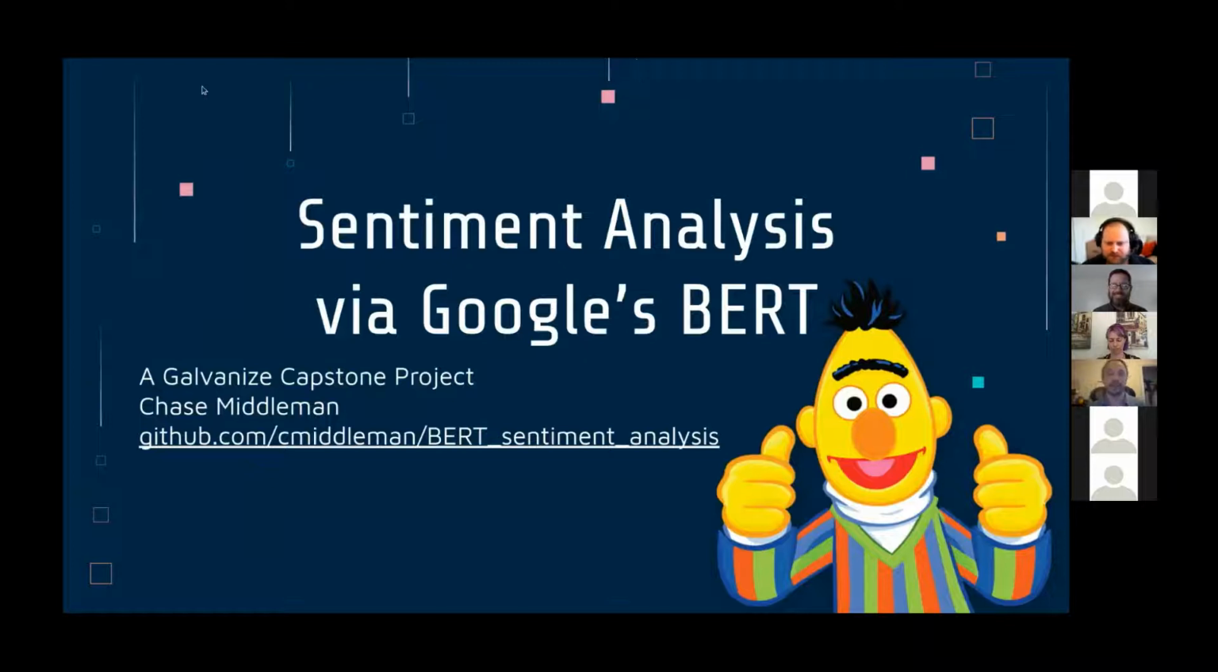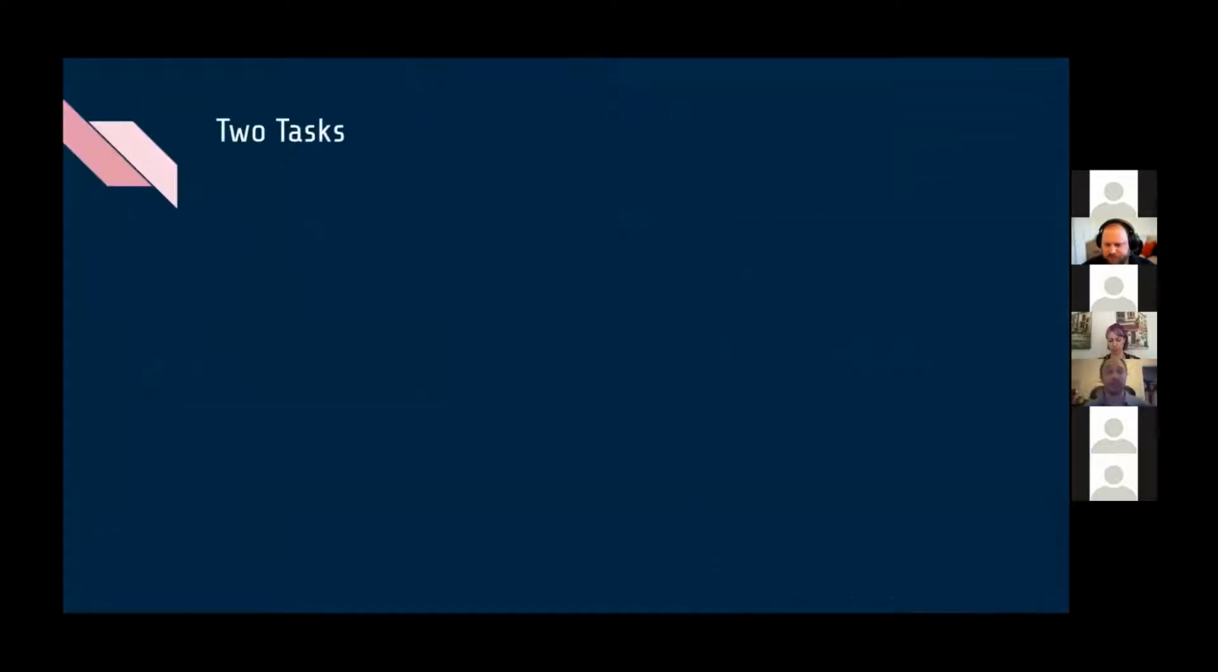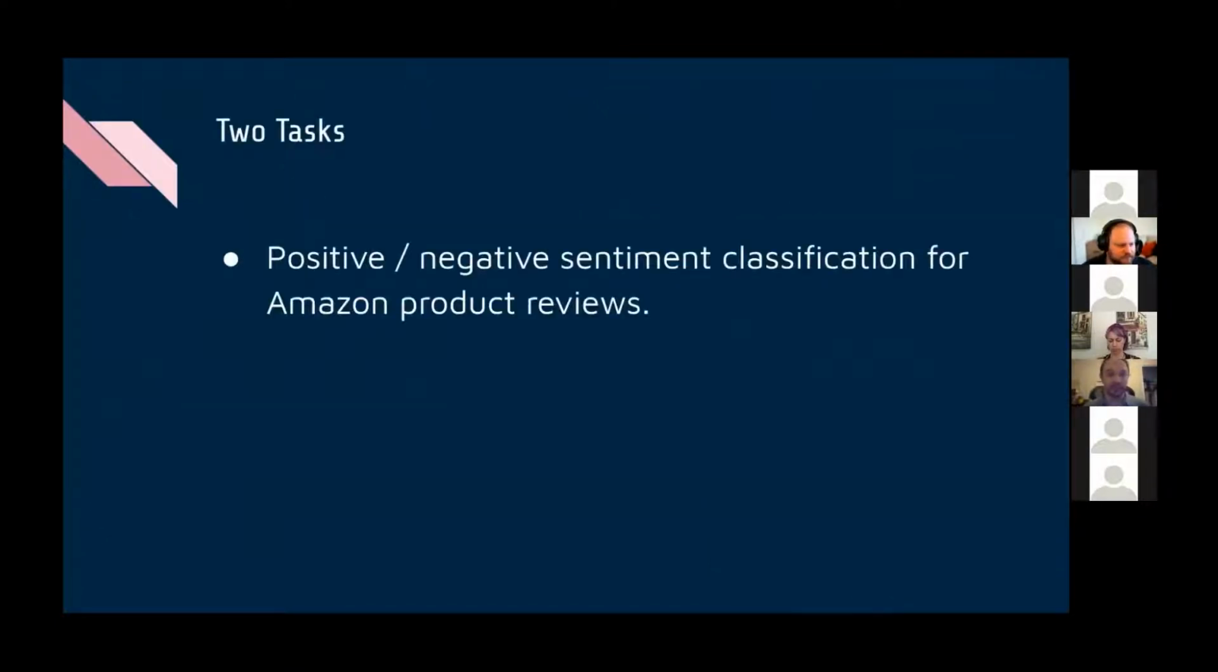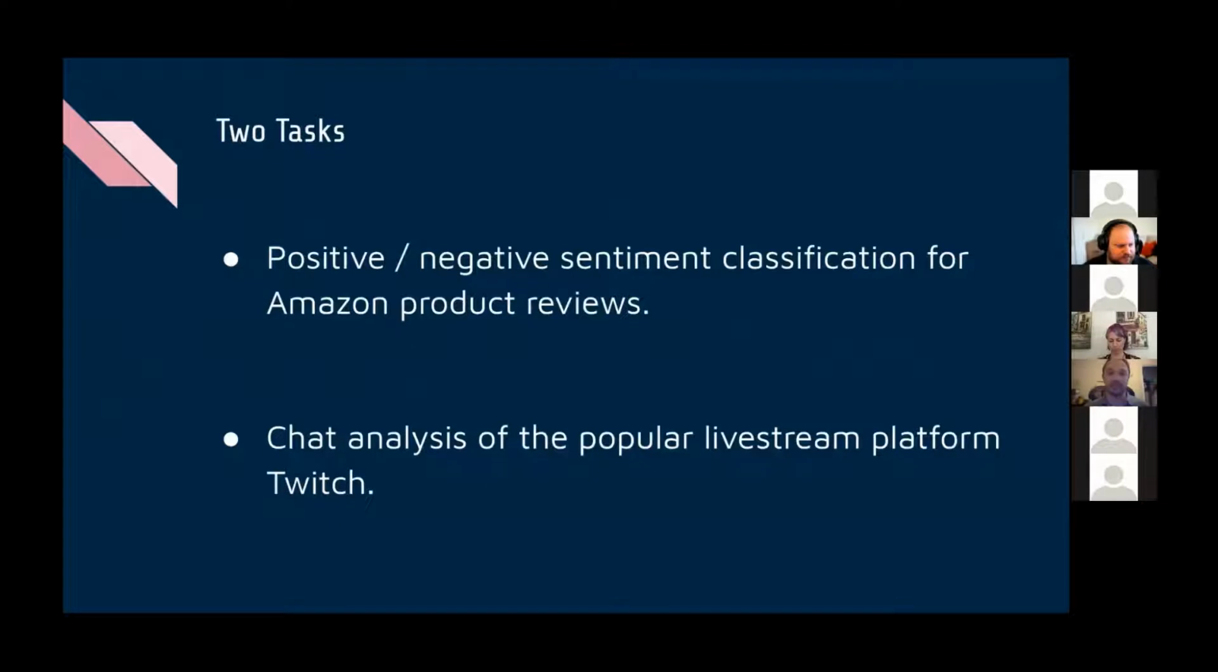Hi, I'm Chase Middleman, and I'm going to be talking about using Google's BERT model to tackle problems in sentiment analysis. So what are the problems we're going to do? Two tasks. The first is positive/negative sentiment classification for Amazon product reviews. And the second is chat analysis of the popular live stream platform Twitch.tv.